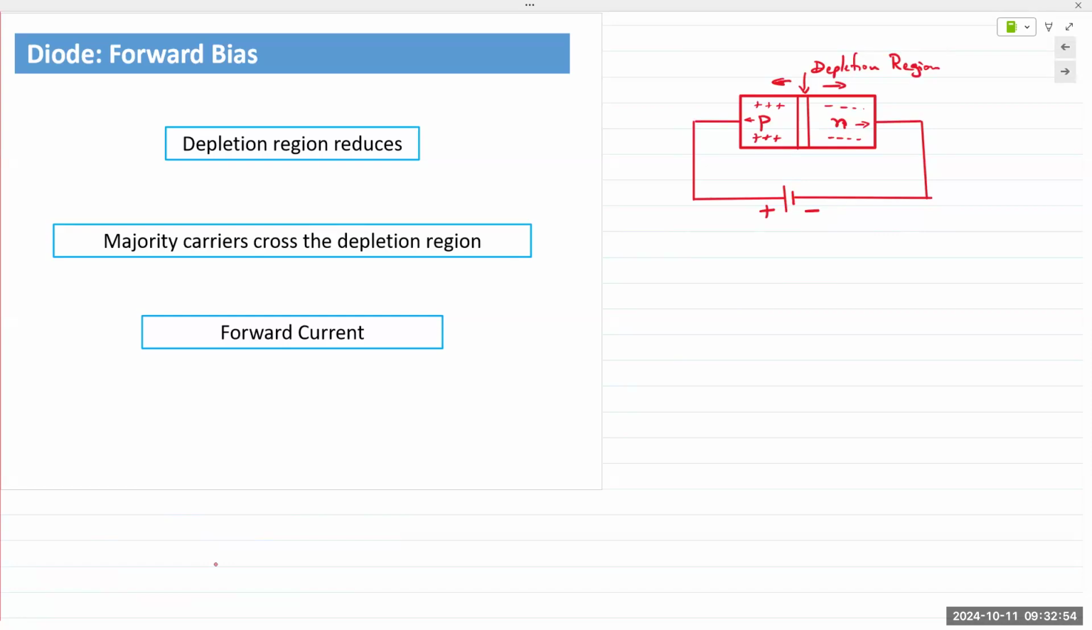So now they have sufficient energy to actually cross the depletion region. But because there is a built-in potential present across that depletion region, a certain amount of voltage is required before any majority carriers cross over the junction.